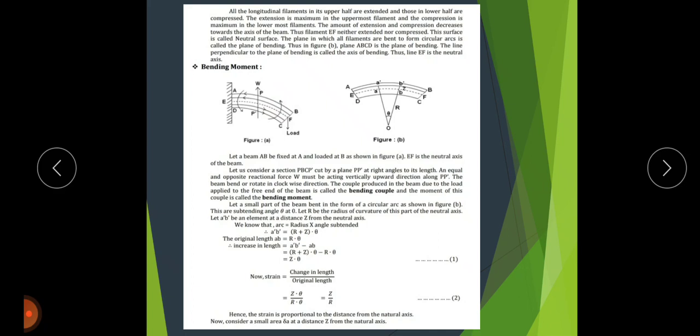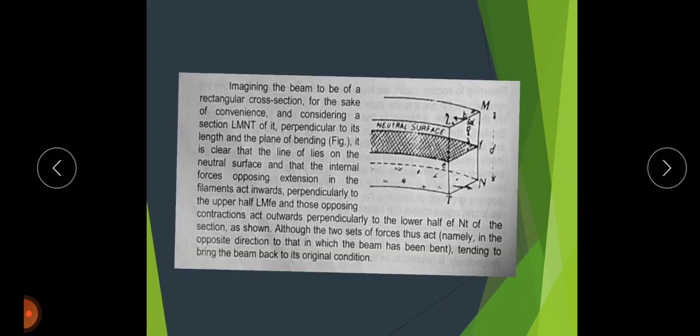Now consider a small area delta A at a distance z from the neutral axis. Let us consider a small area delta A at a distance z from the neutral axis, as shown in the next slide. Here delta A is the small area from the neutral axis, with its breadth taken as b and height taken as d z.